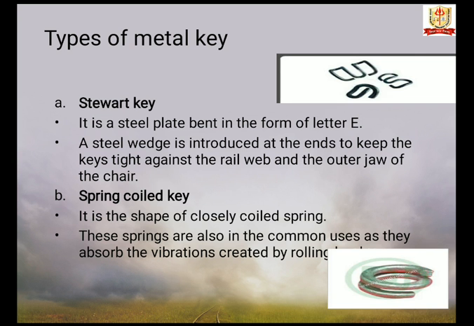Stewart key: it is a steel plate bent in the form of the letter E. A steel wedge is introduced at the ends to keep the key tight against the rail web and the outer jaw of the chair. Spring coiled key: it has the shape of a closely coiled spring. Springs are also commonly used as they absorb the vibration created by the rolling force.